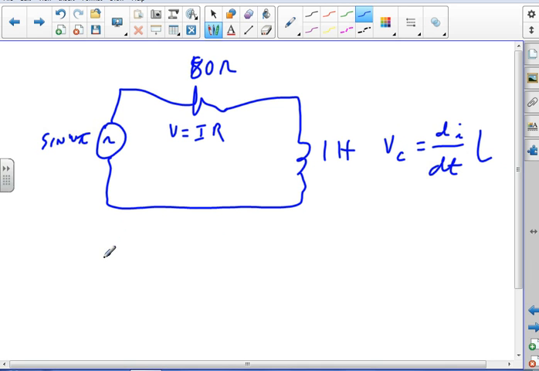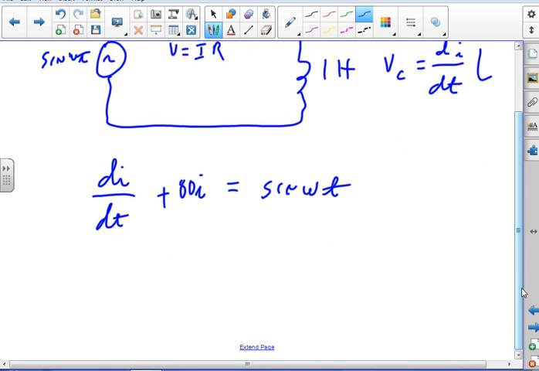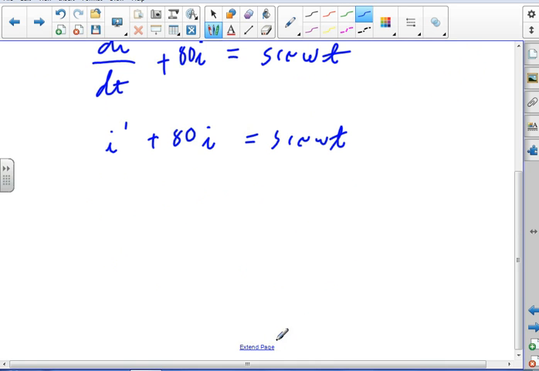So that means di dt, and L is 1, plus IR, which is 80 I, is equal to sine omega t. Okay, this is in the form I prime plus 80I is equal to sine omega t. My P of x is in t only, and my Q of x is in t only.